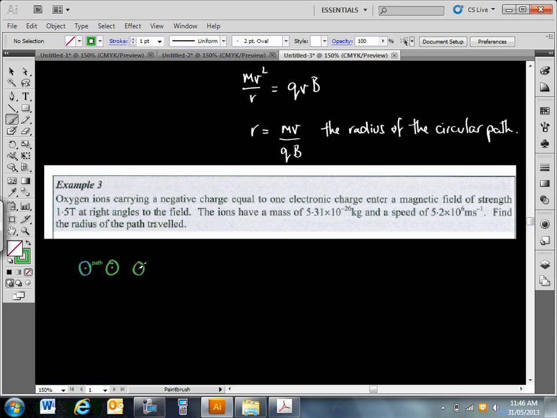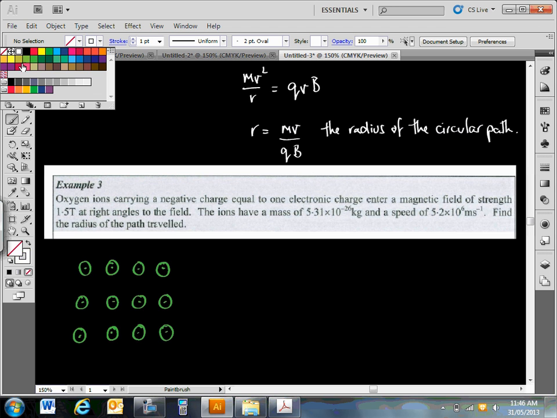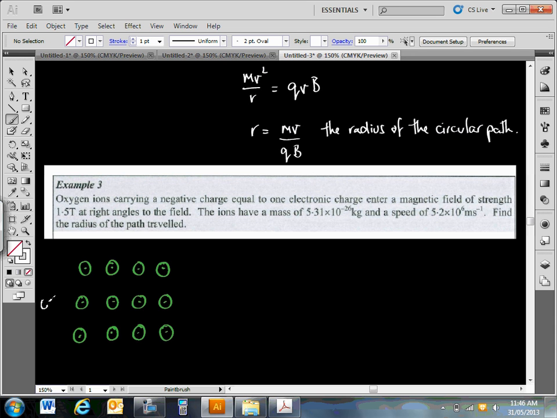Imagine a magnetic field out of the page. It may be depicted like this. We're always drawing into the page. And I'm going to send oxygen ions in, and they're negatively charged, O minus. Fire them in there at right angles to the field.